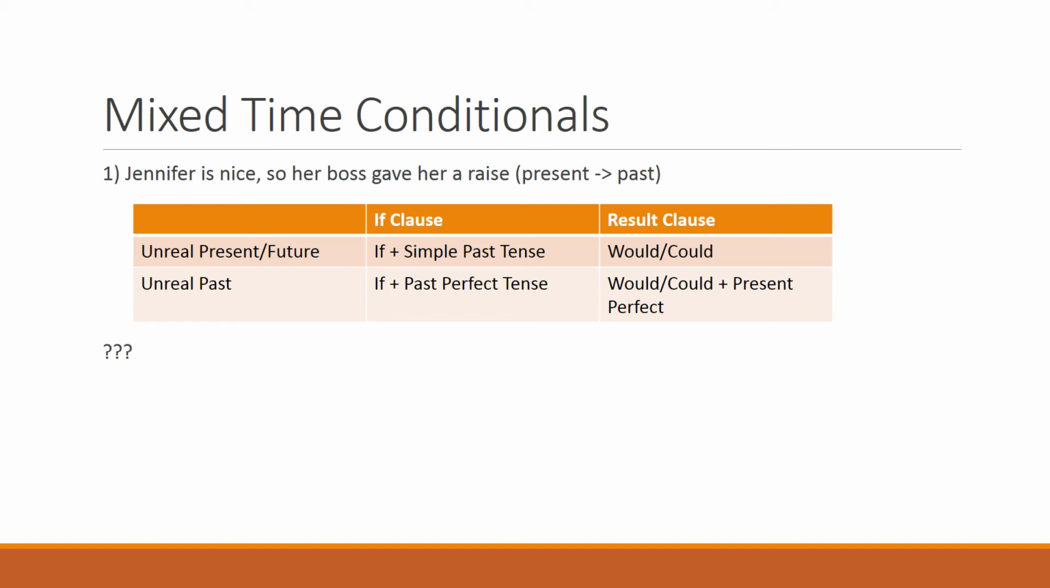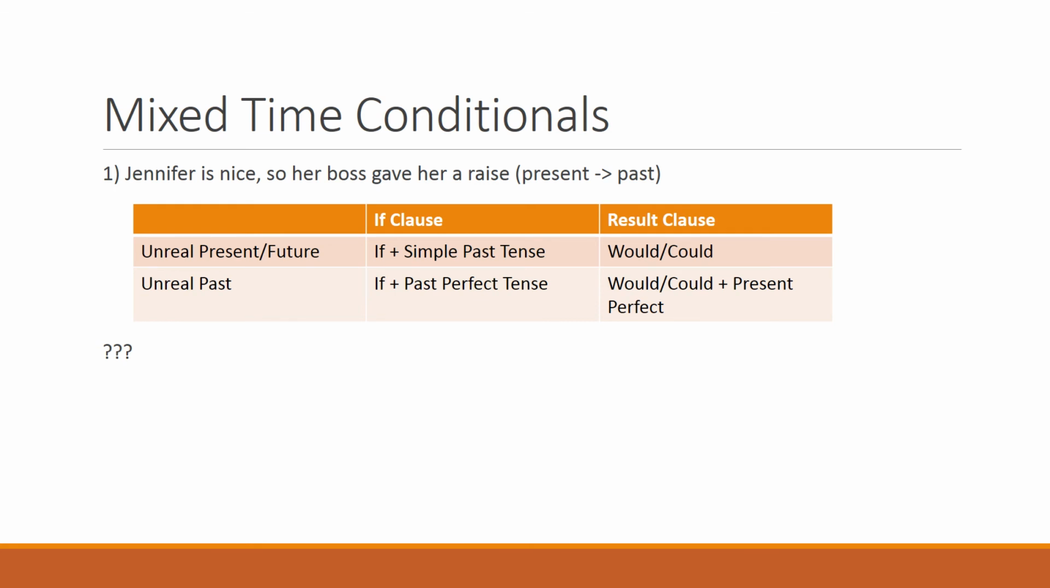So again, because Jennifer is nice is the present tense, and that's the if clause, we're going to use the present if clause, if plus simple past tense. And the past tense clause here, her boss gave her a raise, we're going to use the result clause for past. So again, the answer is, if Jennifer were not nice, her boss wouldn't have given her a raise. Let me say that again. If Jennifer were not nice, her boss wouldn't have given her a raise.